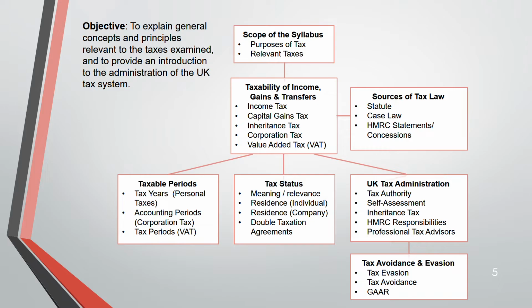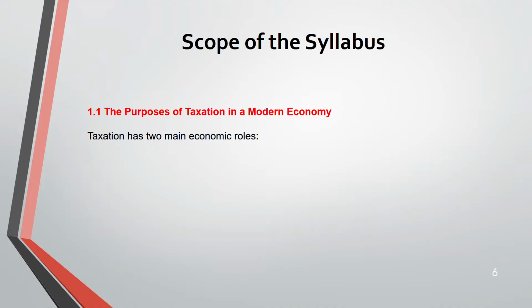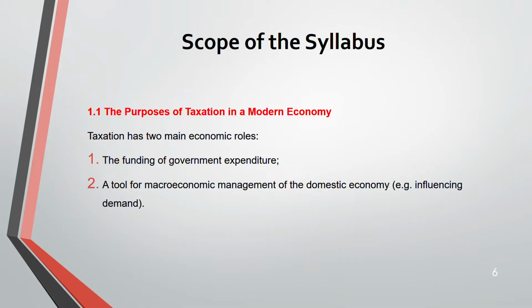And the general anti-avoidance rule. Okay. Now, tax has two main economic roles. Number one, it helps to fund government expenditure. Number two, it's a tool for macroeconomic management in influencing demand. You influence demand through tax. If you increase the tax, demand reduces. If you decrease the tax, demand increases. Fiscal policy. If you have studied economics, you will know this.